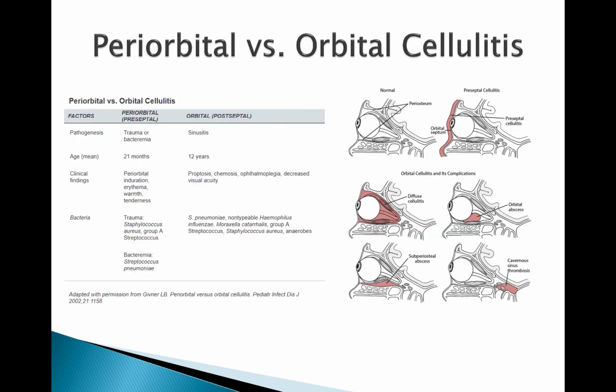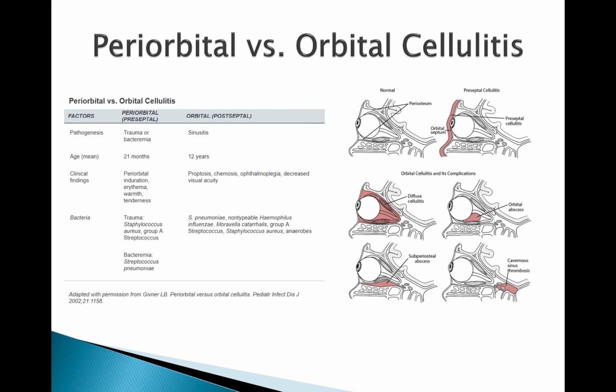Here's a little chart that I think is super helpful. This is periorbital cellulitis versus orbital cellulitis, just a comparative chart. The pathogenesis for periorbital cellulitis is usually some sort of trauma, whereas in orbital cellulitis, it's a preceding sinusitis. Periorbital cellulitis usually happens in a younger population, around 21 months, whereas orbital cellulitis happens in an older population, around 12 years. And for clinical findings, you're going to have proptosis and restriction of the extraocular movements with orbital cellulitis.